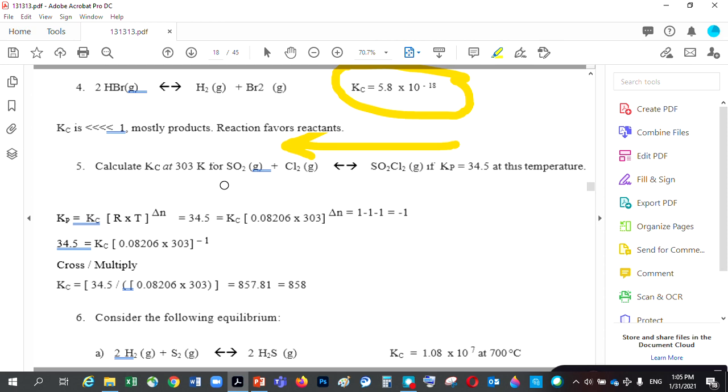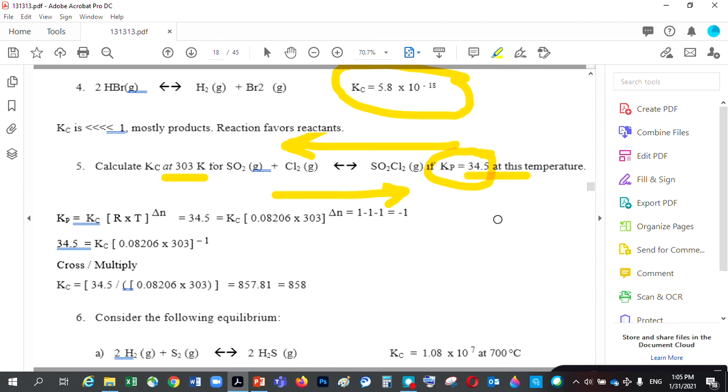How about this one here? Kp is 34. This is greater than 1, so it favors what? The product. But here we have to calculate Kc. In this example, we have to calculate what? Kc. So calculate Kc at this temperature in Kelvin. For the reaction, this is silver with the chlorine gas, will give you silver chloride, and the Kp is given to you.